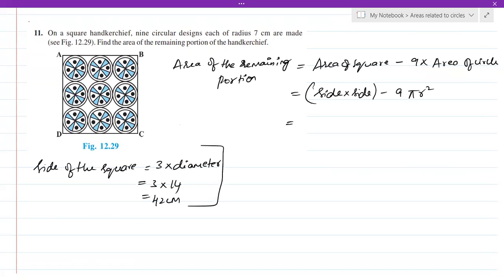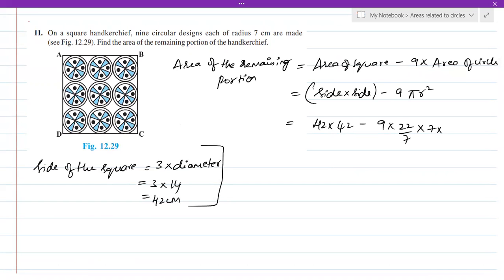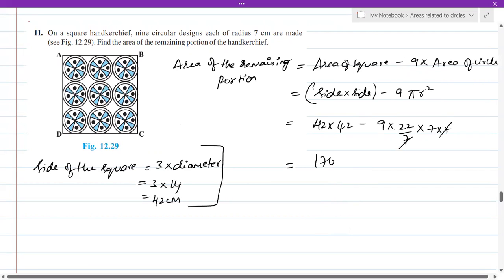So let's substitute here. Side into side, 42 into 42 minus 9. Pi value is 22 by 7. R is 7 square. So 7 into 7, so 7 7 gets cancelled. 42 into 42: 2 2s are 4, 4 2s are 8, 4 4s are 16. So we get 1764. 42 into 42 is 1764 minus 9 into 22 into 7.